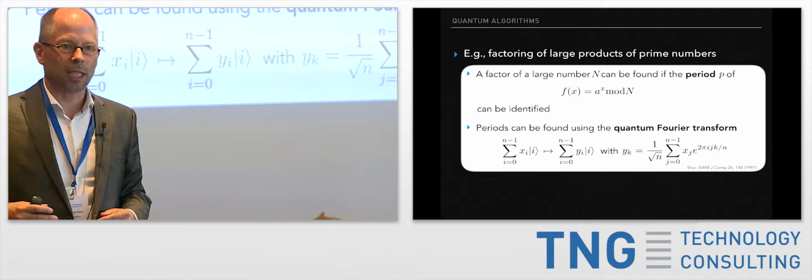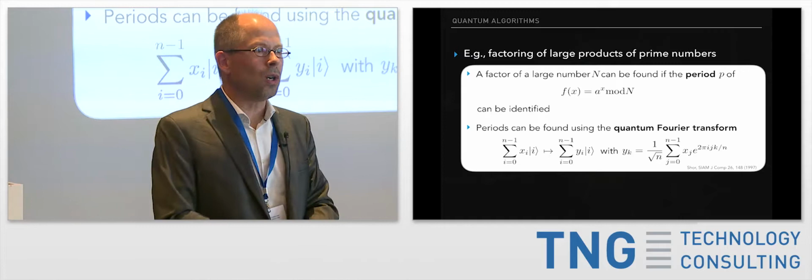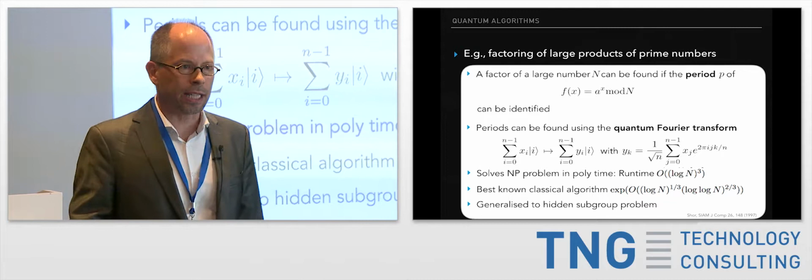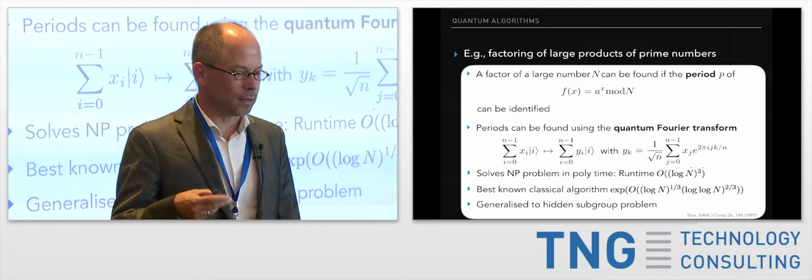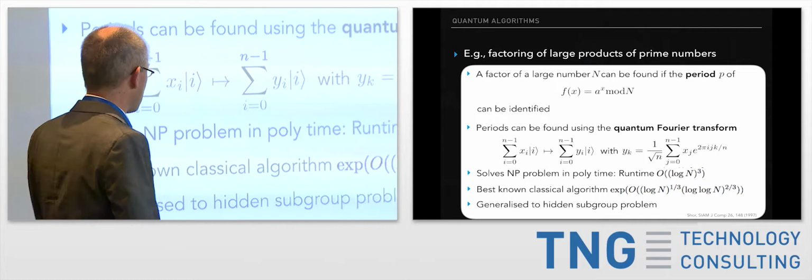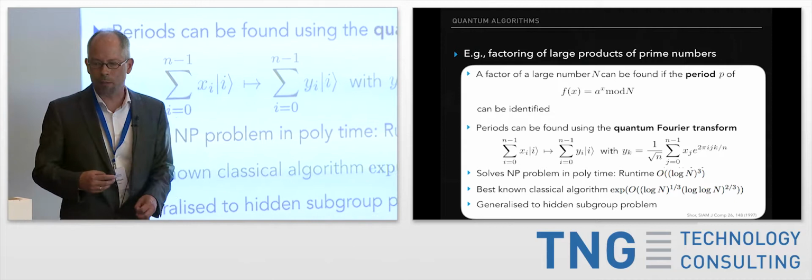If that is put together, one can indeed show that this works and gives a solution to an NP problem in polynomial time on a quantum computer, whereas the best classical algorithm for the same problem has a runtime of e to the power of a similar expression. So it has an exponential improvement over the best known classical algorithm, and it would break codes of the type that Nicola has discussed. This is like one instance. It's part of a large class of cute algorithms called hidden subgroup problems, with a large class of important algorithms.